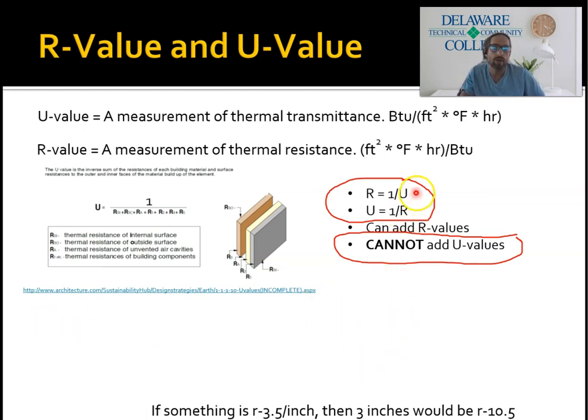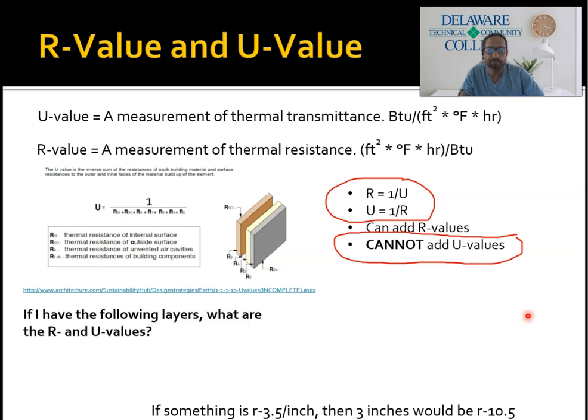So to find U, you divide 1 by R. To find R, you divide 1 by U. Okay? So let's go look at a quick example here.